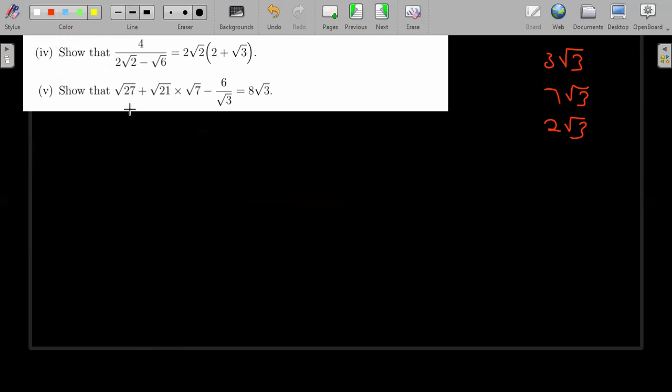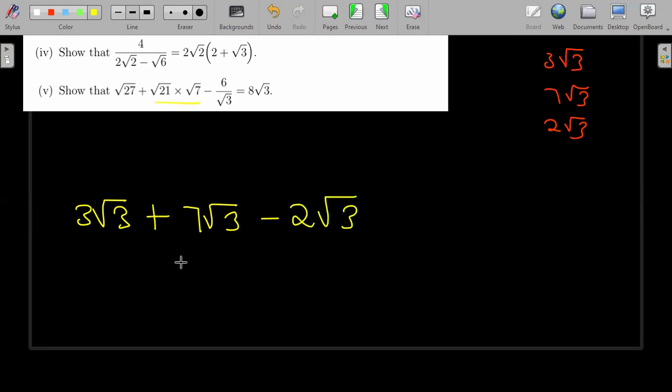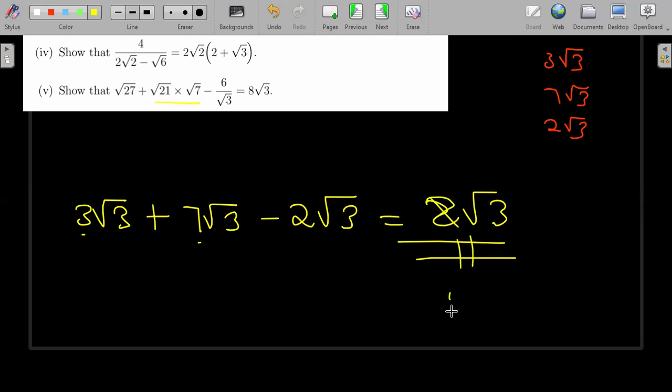Okay, so the root of 27 is 3 root of 3, plus this whole part here has become 7 root of 3. And then we have minus this 6 over root of 3, which has become 2 root of 3. So this is the same as 3 bananas plus 7 bananas minus 2 bananas. So what am I going to get? 8 bananas. But that banana now is the root of 3. Right, so that's how we can show that. So hence shown.